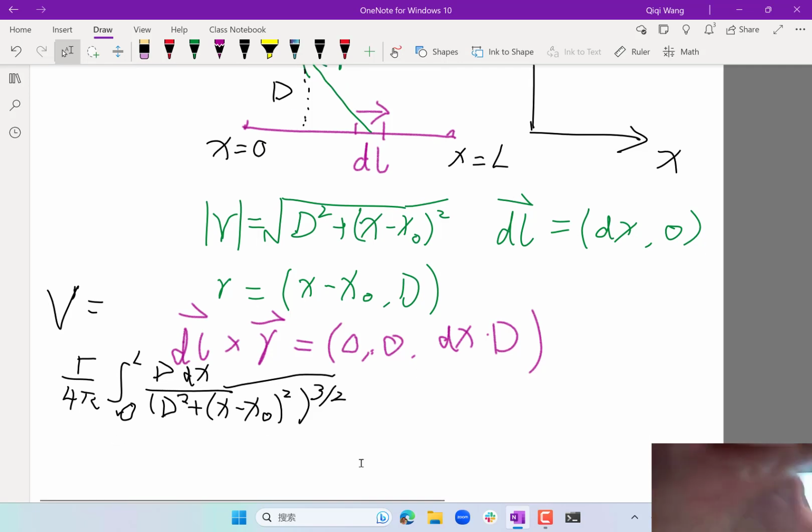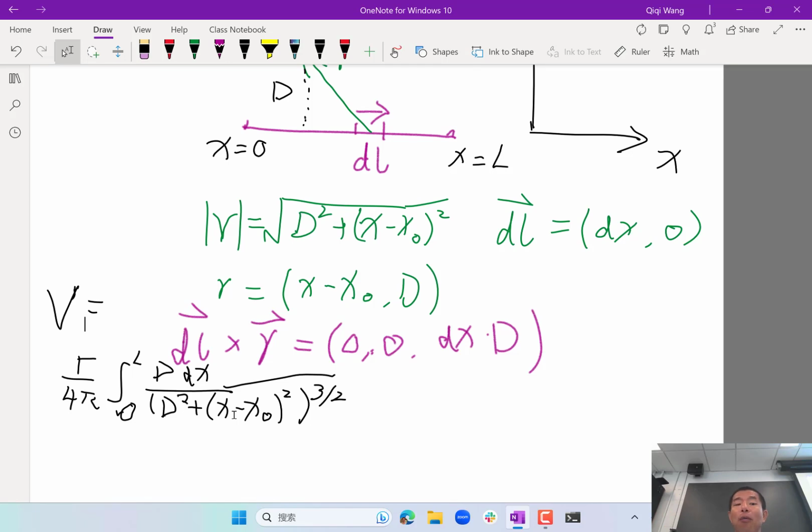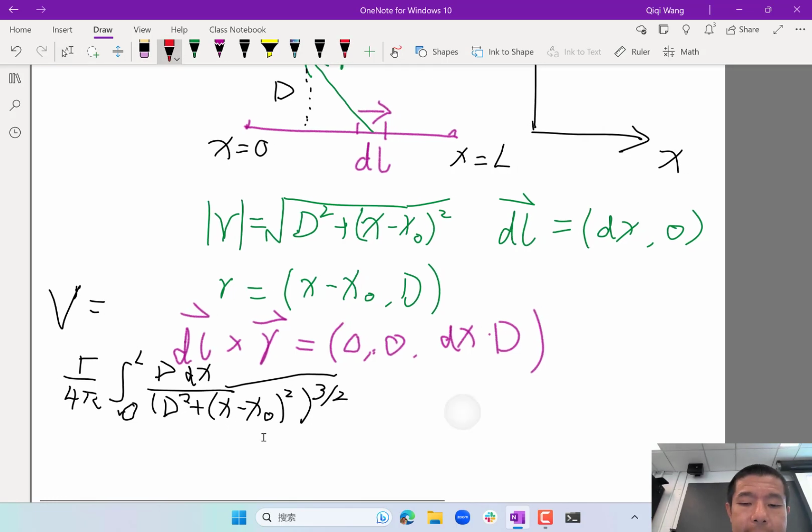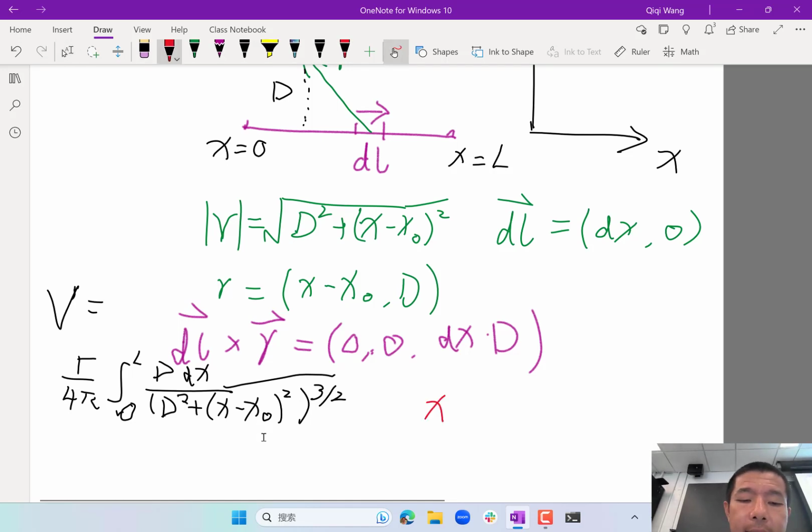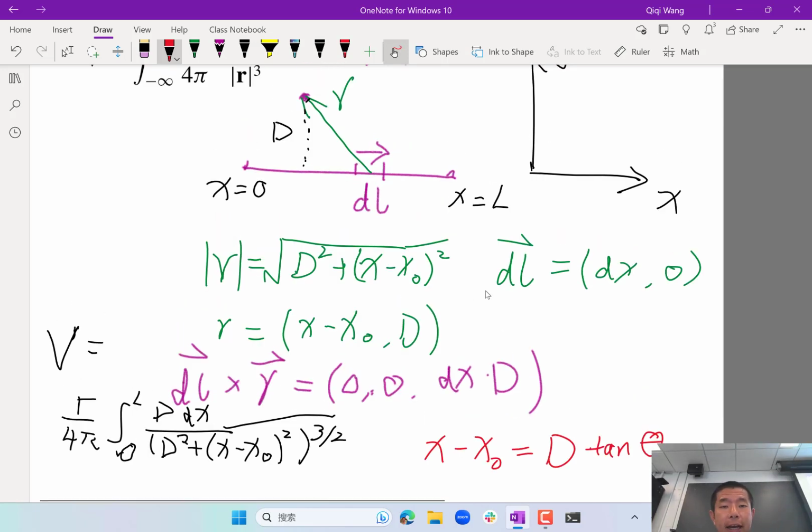And to perform this integral, whenever you see the addition of a constant squared plus another square that involves the variable that you need to integrate, a good way of performing the integral is to change the variable. So instead of having x over here, you change the variable so that x minus x naught is equal to d, which is the constant over here, times a tangent of a certain theta, right? So that actually has a physical meaning here.